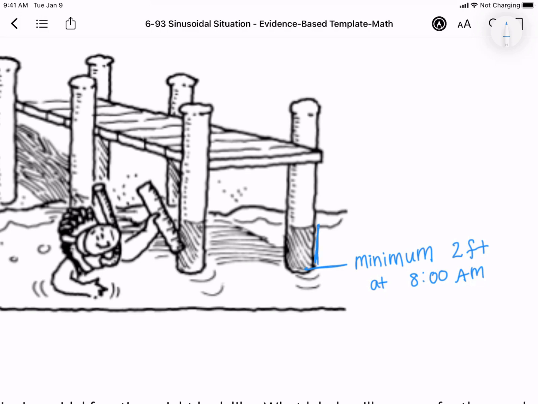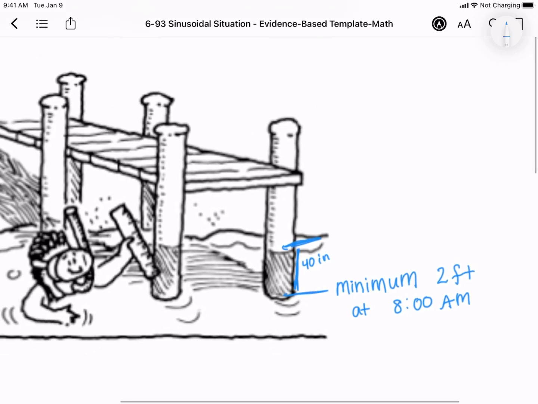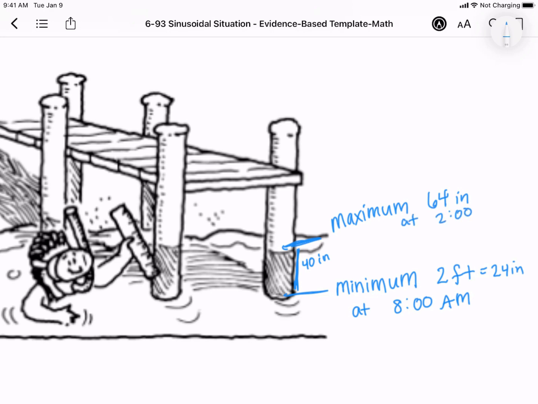Then I know that the high point is 40 inches higher. So the high point is not at 40 inches, it's 40 inches up. And since I have feet and inches, I want to get a common unit. So I'm going to convert this 2 feet into 24 inches. Now the units are the same. So my maximum is 40 inches higher, so 24 plus 40 is 64. The maximum is 64, and that is at 2 p.m.